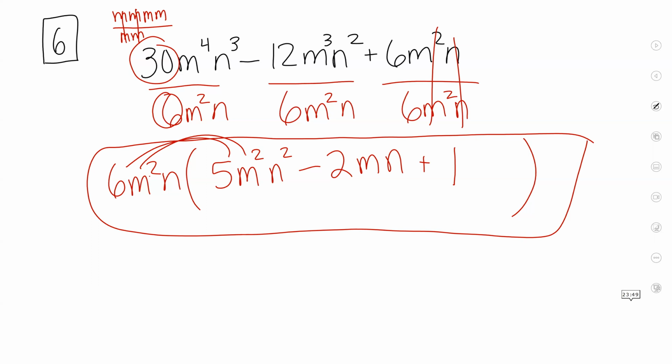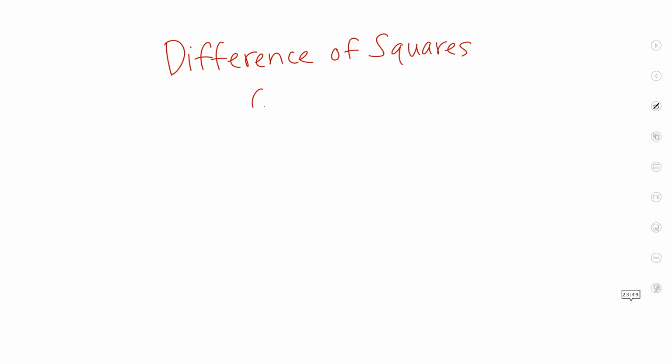Now, let's do a different one. I'm going to do one from the next section. This is difference of squares. And you do this whenever you have a number squared minus another number squared. So I'll do number 10. And you need to make sure you check for the greatest common factor first.